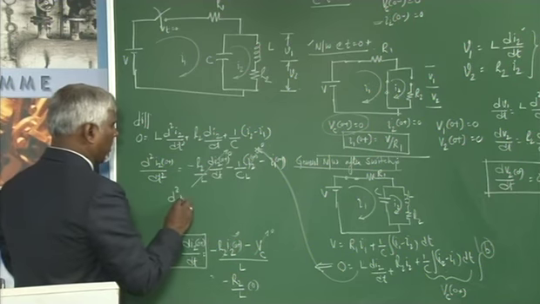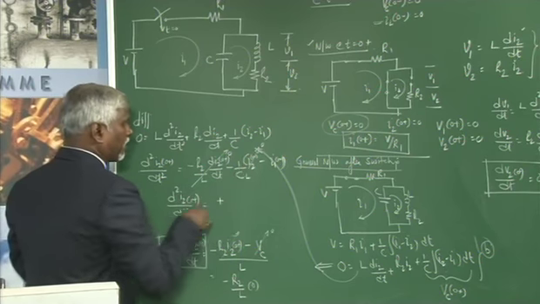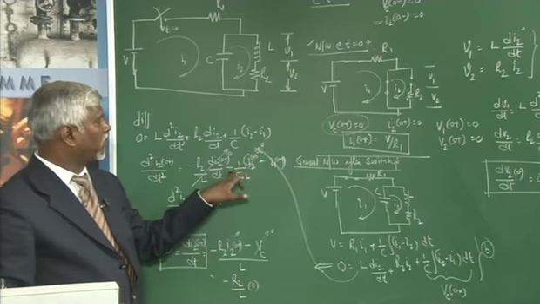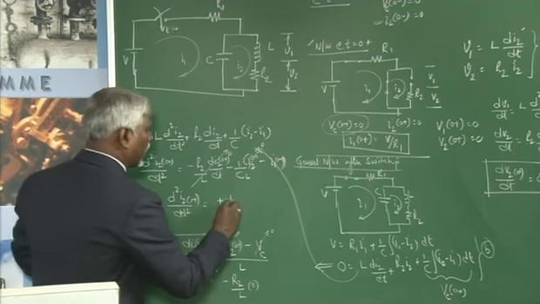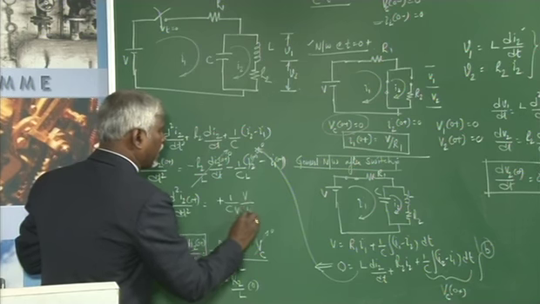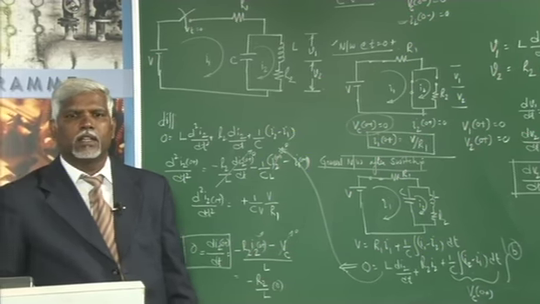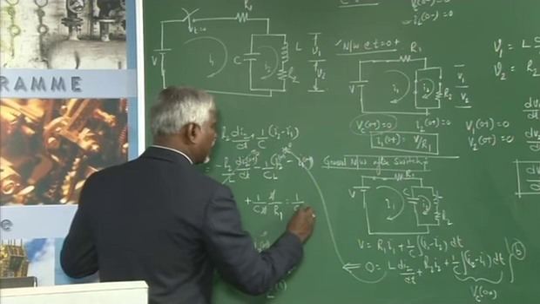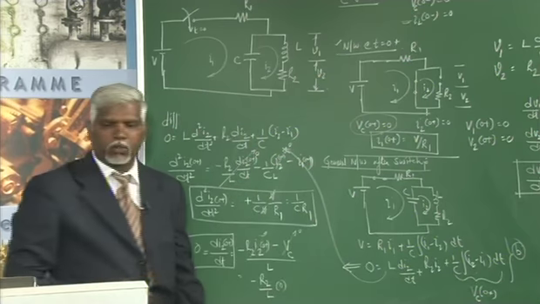So, d squared I2 by dt squared at 0 plus is minus into minus becomes plus. This term is 0, I2 at 0 plus is 0. So, minus into minus is plus, and I1 at 0 plus is V by R1. So, I can write this as 1 by CL into V by R1. So, d squared I2 by dt squared is V by C L R1.